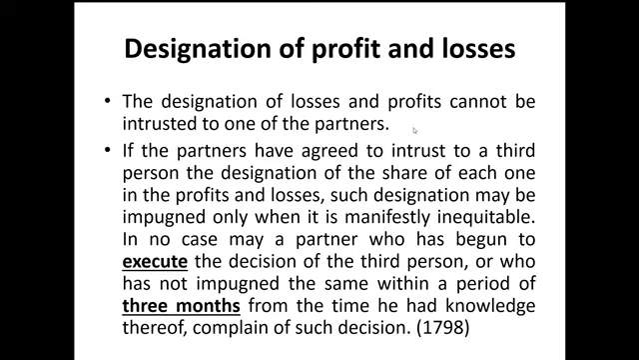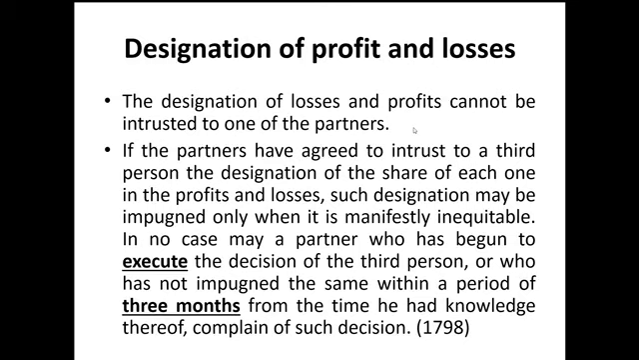Ngayon, kung halimbawa si ABC nag-agree na si X ang magde-determine ng distribution ng profit and loss, valid naman siya. Pero kung halimbawa, dinetermine ni X na ang distribution ay 50-30-20 kay ABC, binding na ba siya? Hindi pa, hangga't walang communication. Pero pag na-communicate na ni X kay ABC na ang distribution ng profit and loss is 50-30-20, binding na siya. Pero question, can ABC impugn the determination of third person? The answer is yes, if that is evidently inequitable.